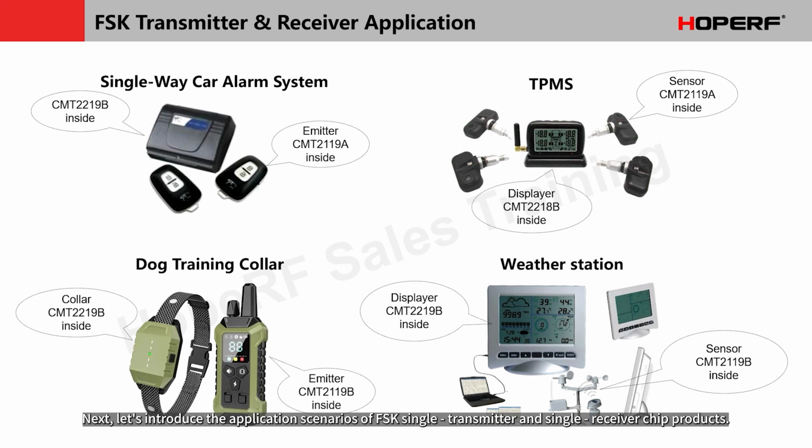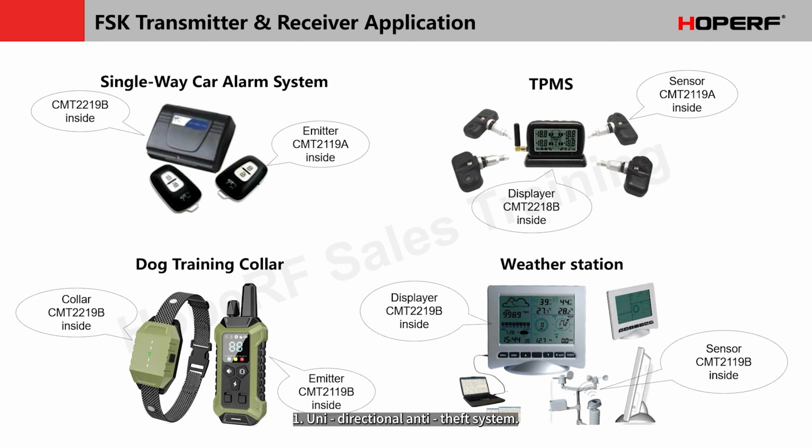Next, let's introduce the application scenarios of FSK single transmitter and single receiver chip products. Here are 4 common application scenarios. 1. Unidirectional anti-theft system. Of course, the previously mentioned OOK scenario is also applicable. When using FSK, it belongs to a high-end version. Unidirectional anti-theft system in FSK modulation mode. For the transmitter end, the remote control uses CMT2119A. The vehicle-mounted receiver uses CMT2219B.